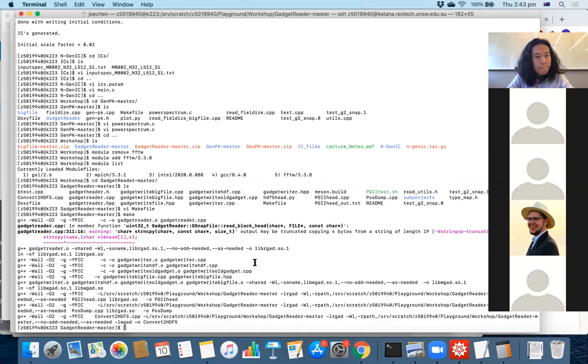So the binary file that you generated with NGen, is it in the format that you can already analyze for the power spectrum? Yeah, it's exactly the same as a snapshot file. Yeah, it is a snapshot.